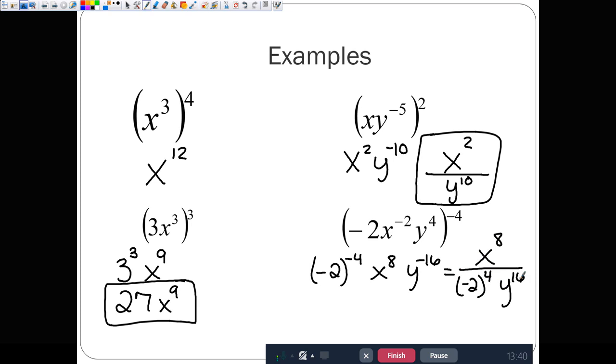And then what is negative 2 to the 4th? Try that again. 2 times 2 is 4. 4 times 2 is 8. 8 times 2 is 16. Okay, I got it. I don't know where my notes are at. 16, sorry. 16. And then y to the 16th. And then that's my final answer.